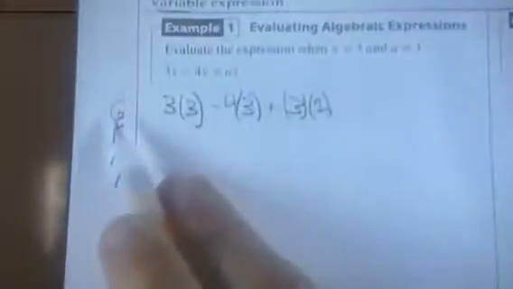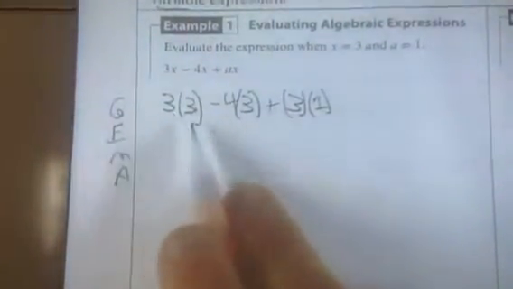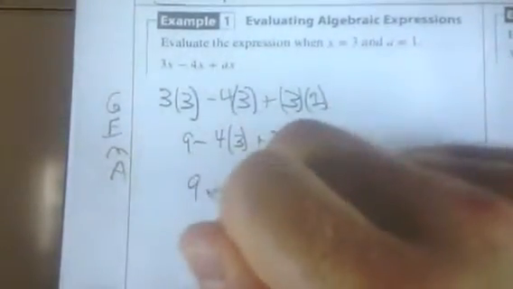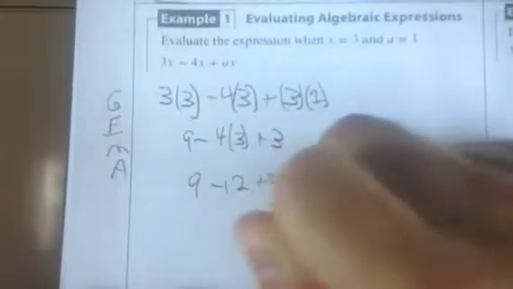Okay? Now I've just got to evaluate this using my order of operations. I remember G, E, M, A. I don't have any grouping symbols. I don't have any exponents. So I've got multiplication. I'm going to go from the left to the right. 9 minus. Bring everything else down. 4 times 3 plus. 3 times 1 I know is 3. I'm just going to leave that there. 9 minus 12 plus 3.